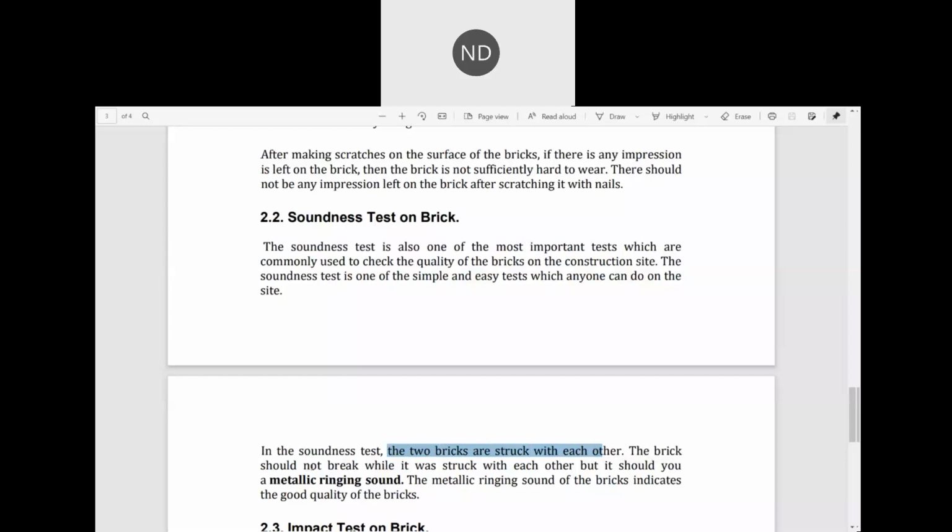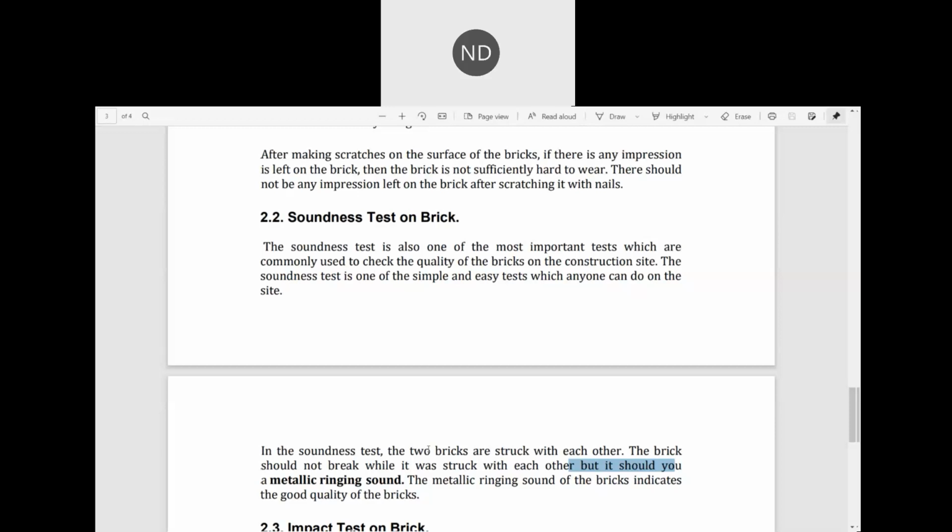The bricks should not break while they are struck with each other, but they should give a metallic ringing sound. Something seems to be missing here in the slide. The brick should not break. When you hit the two bricks together, it should make a metallic ringing sound, and it should not break. The metallic ringing sound of the brick indicates the good quality of the brick.